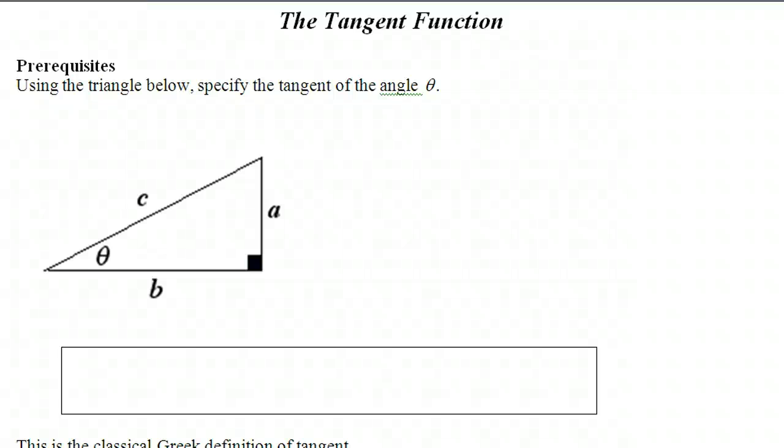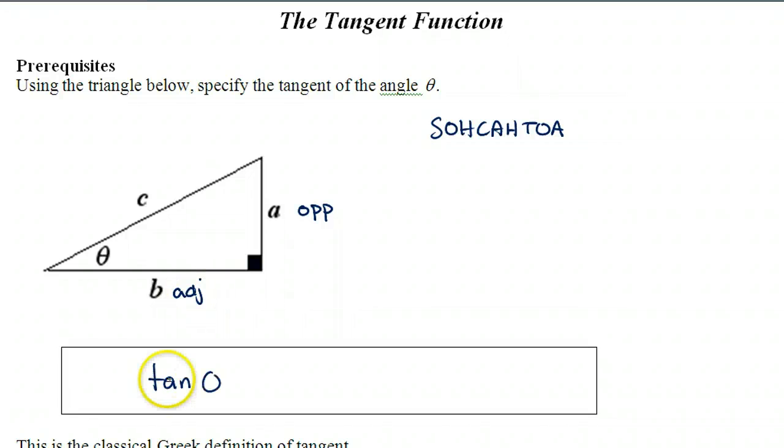The classic Greek definition of tangent is based on SOHCAHTOA, which says that the tangent is the opposite side divided by the adjacent side. So if our angle is theta, our opposite side is A, our adjacent side is B, then the tangent of theta is given as A over B. And this works for triangles, but it doesn't yet work for our circular definition of radians and trigonometry.